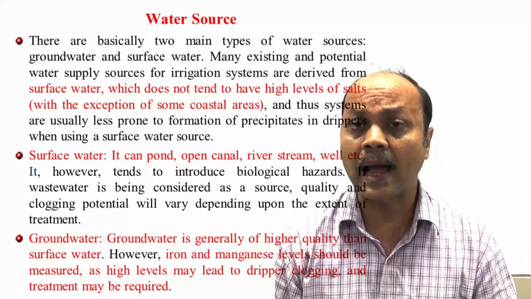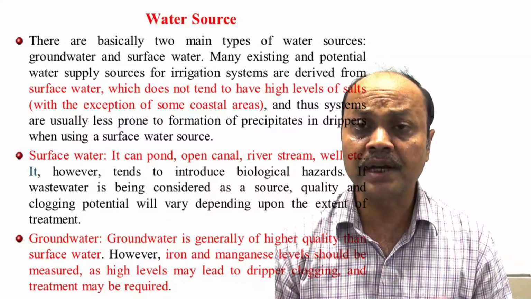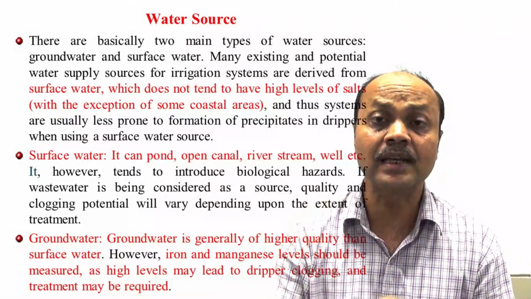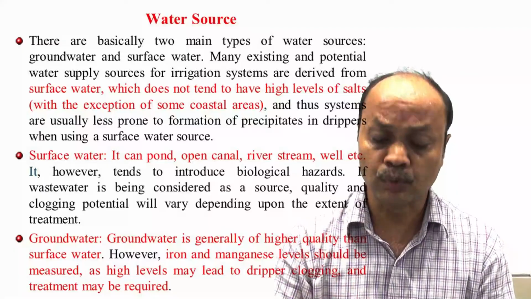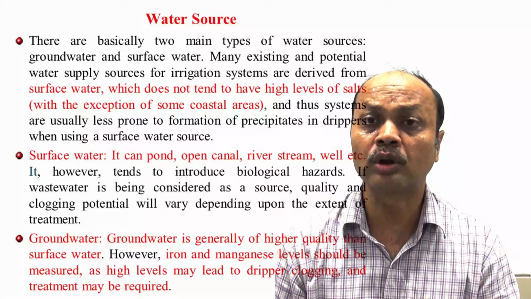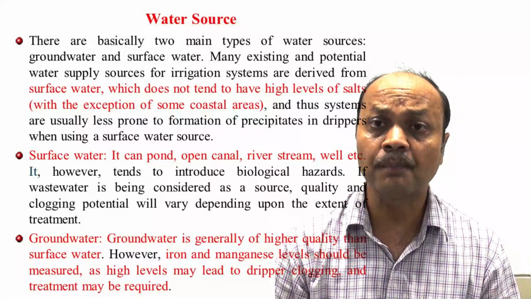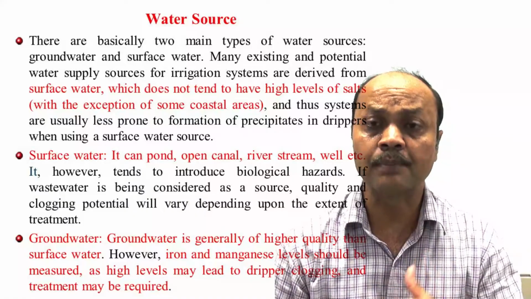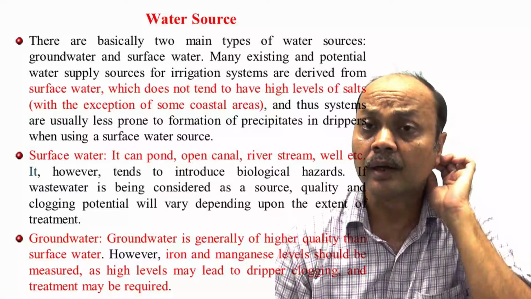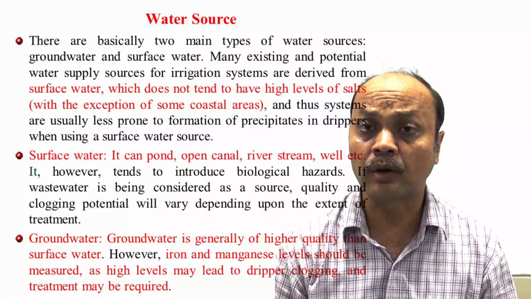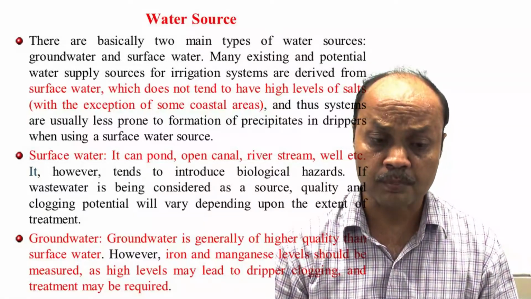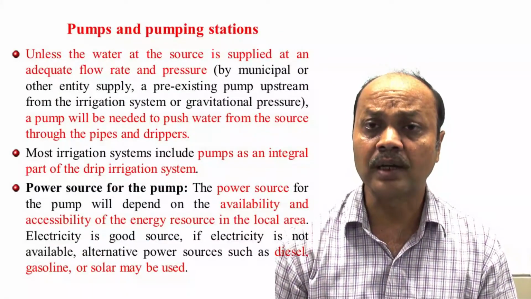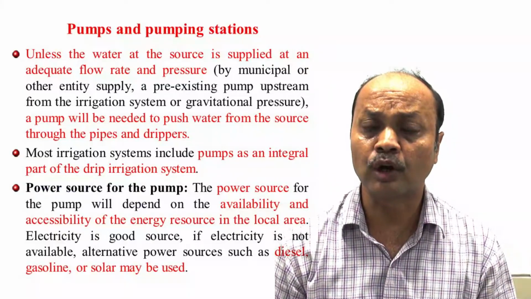The government of India and all the state governments throughout India are focusing on the water source and rainwater harvesting. We have to promote the rainwater harvesting system with time, so that groundwater can be saved to fulfill the important requirements of drinking and other purposes. And pumps and pumping stations: as I told earlier, you require a pump.